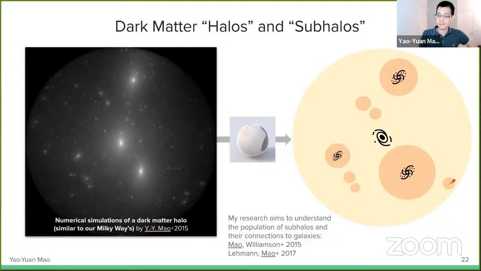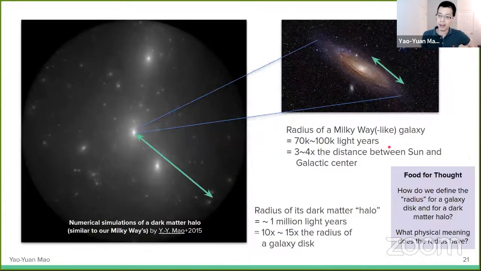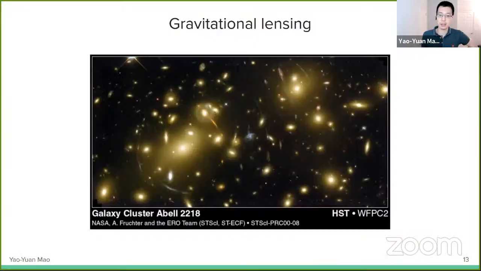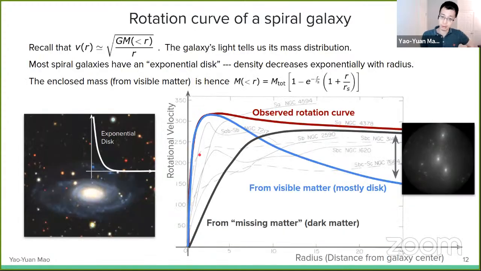If you ask how we find these halos in observation, we can find a halo through gravitational lensing, as I showed you earlier. This is basically a dark matter halo at the center. Or we can find it through rotation curves. Again, this indicates a dark matter halo.